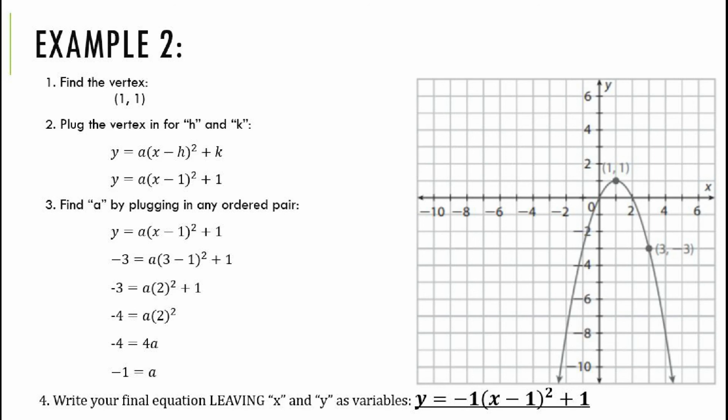All that's left to do is write my equation. So a is -1, h is 1, k is 1. So my equation is going to be y equals -1 times (x minus 1) squared plus 1. And that's all there is to it. You're never going to have to do an equation where you can't find the vertex easily, even if it's a word problem. So if you have any questions, remember you can message me on Schoology or Remind, and you can always watch this video again.